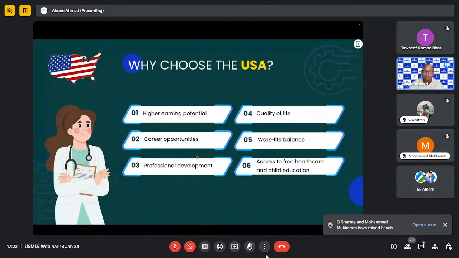But in this country, you just need to work only 8 hours per day, or we can say 40 hours weekly in general. So you have a lot of time for yourself, for your family members also.